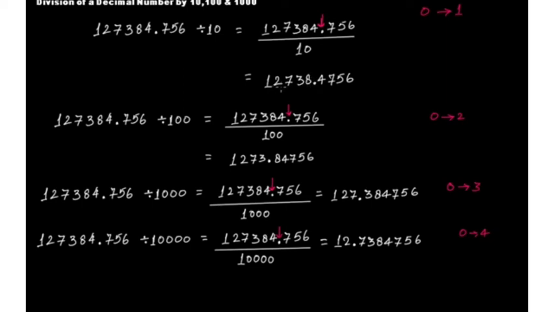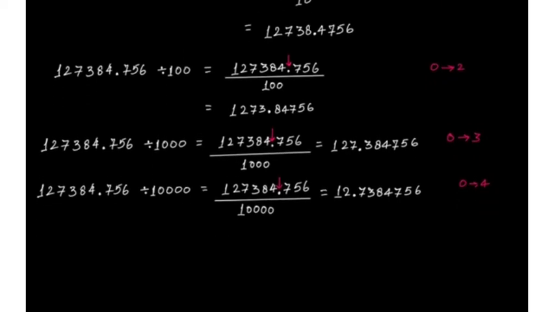Because in this case it was 12,738.4756. In this case it became 1,273.84756. In this case it became 127.384756. In this case it became 12.7384756. It means that depending upon the number of zeros you are dividing any number with, your number will go on decreasing. Okay, it's just the reverse of what we get in multiplication. In multiplication, our number goes on increasing. Our number becomes larger and larger depending upon the number of zeros you are multiplying that number with.